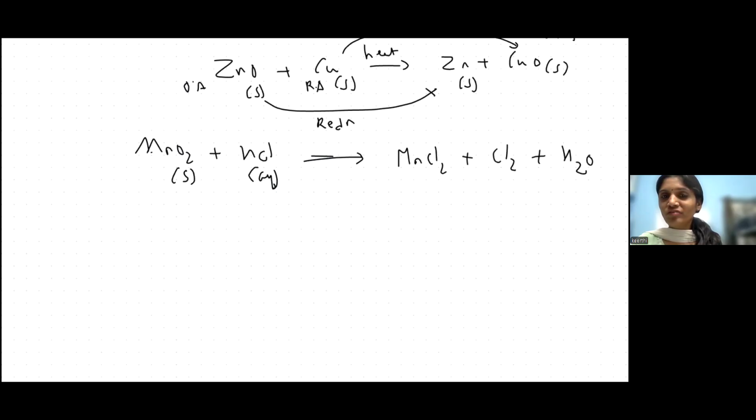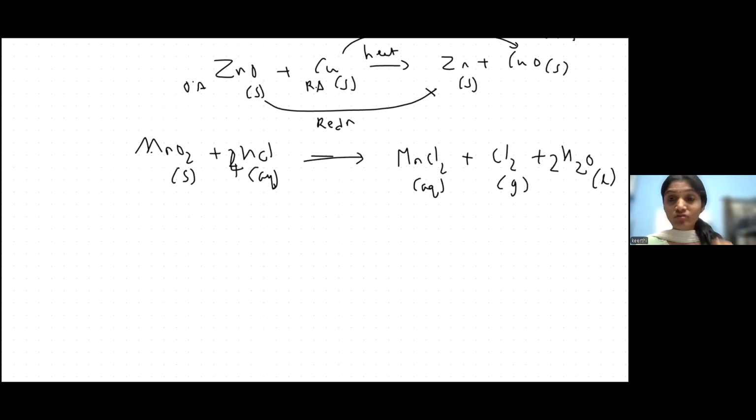MnCl2 is a salt, so it is aqueous. Chlorine is in the form of a gas, and H2O is in the form of a liquid here. Now, if I try to balance this reaction, I have two chlorine atoms here. It will be 4HCl, because I have two chlorine atoms on the other side. Because I have got four hydrogens here, I'll put 2H2O here. Now I think everything is balanced.